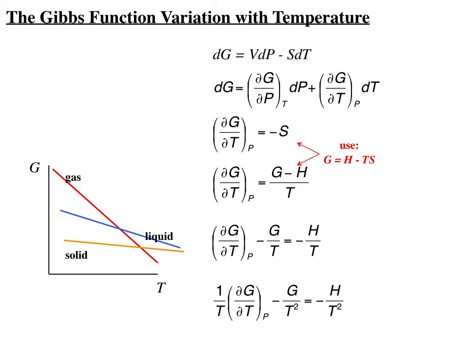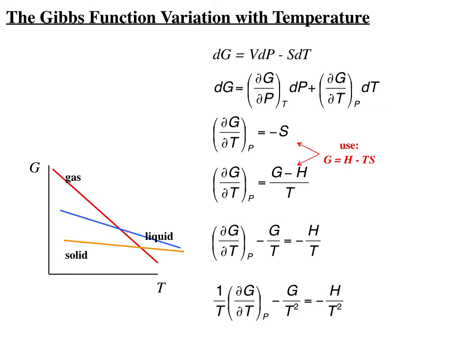And what you'll notice is that there's a line representing the behavior of the Gibbs function while it's in the gas phase. There's a line representing the variation of the Gibbs function with temperature while it's in the liquid phase. And there's a line representing the variation of the Gibbs function with temperature while it's in the solid phase. Now what you might notice, if you look closely at these slopes, is that they're all negative.